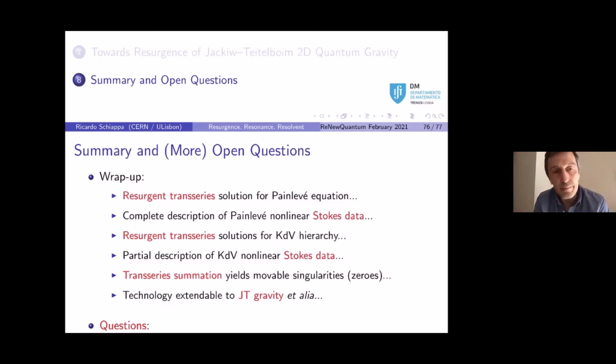Yeah, for example, the spectral curve, you have polynomials depending on k, but could you extrapolate to a non-integer k?